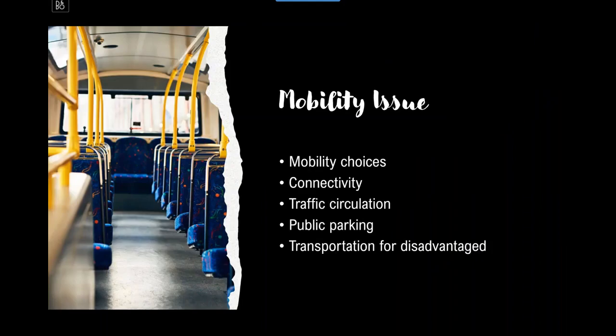Mobility. When you're looking at mobility, you're talking about your different choices: transit, rail, biking, pedestrians, automotive. Are these connected? Is there good circulation in the area? Is public parking available? And also, are there other transit opportunities and transportation for disadvantaged people available? Those are things that we're going to be looking at as part of this.